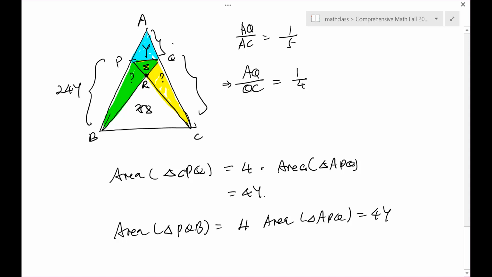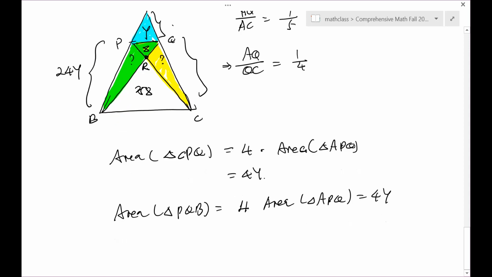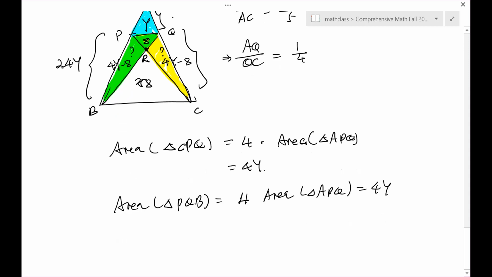Now I'm going to add all the pieces together. This part is the yellow part, and each triangle here is 4y minus x, because there's x here already subtracted. This side is also 4y minus x. Now each triangle is y, x, 4y minus x, 4y minus x, and 25x. But they all added together should equal 24y.